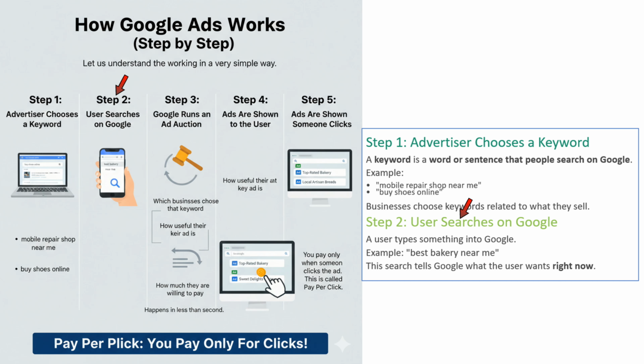Step 2. The user searches on Google. A user types something into Google. For example, best bakery near me. This search tells Google what the user wants right now.